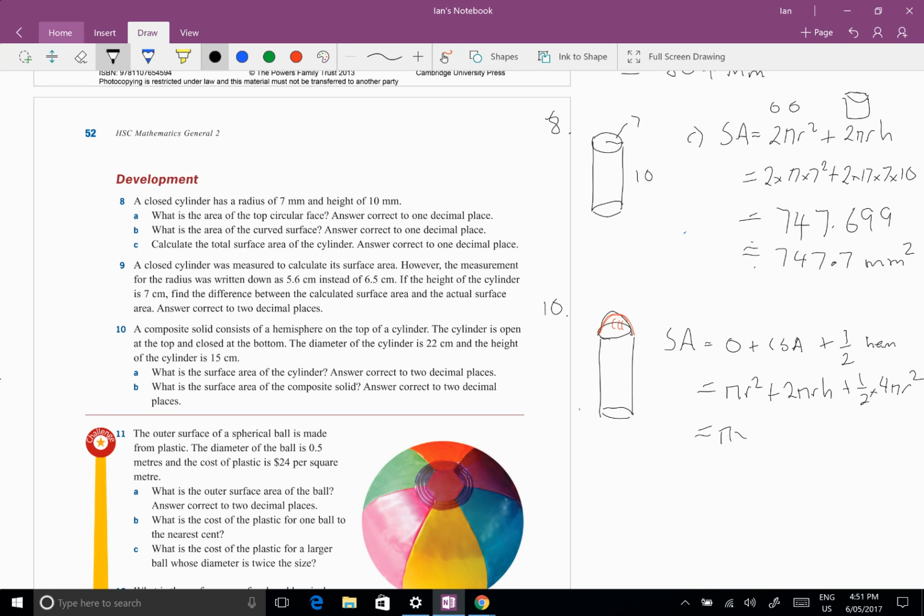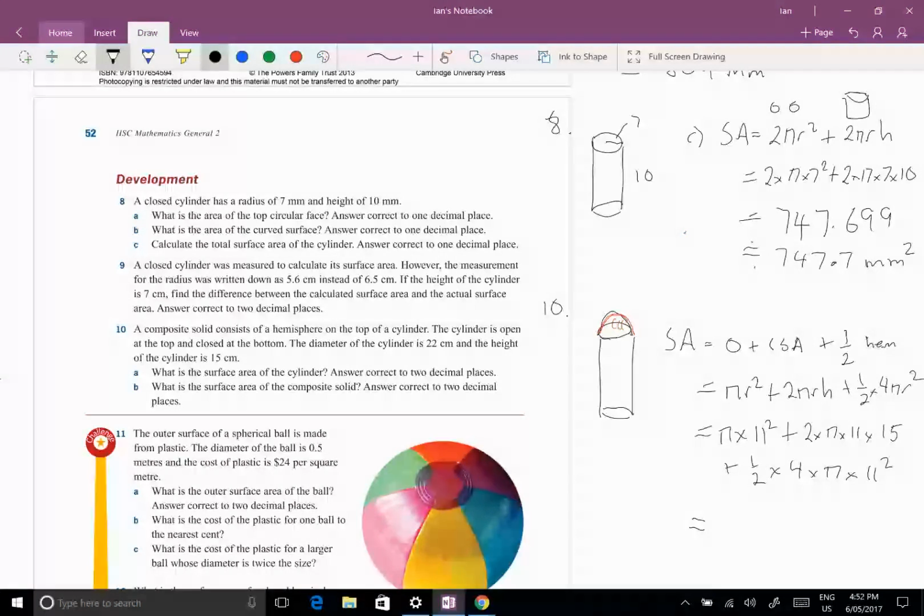So it's pi. What's the radius? Well, the diameter of the cylinder is 22. So the radius is 11. 2 times pi times 11. And the height of the cylinder is 15. Plus a half times 4 times pi. Now, what's the radius of the hemisphere? Well, the hemisphere sits perfectly on top of the cylinder, so it has the same radius. So 4 pi times 11 squared.